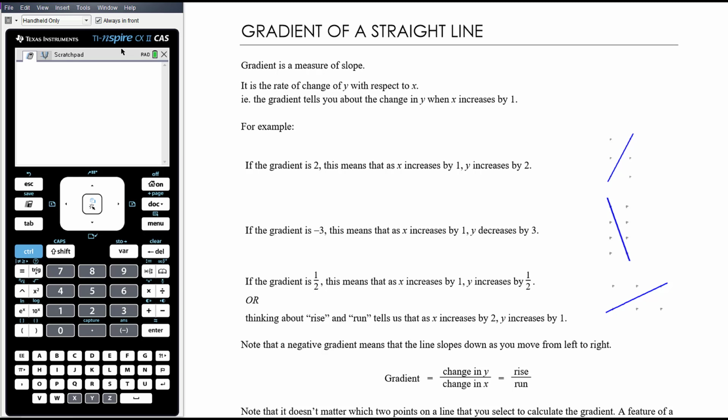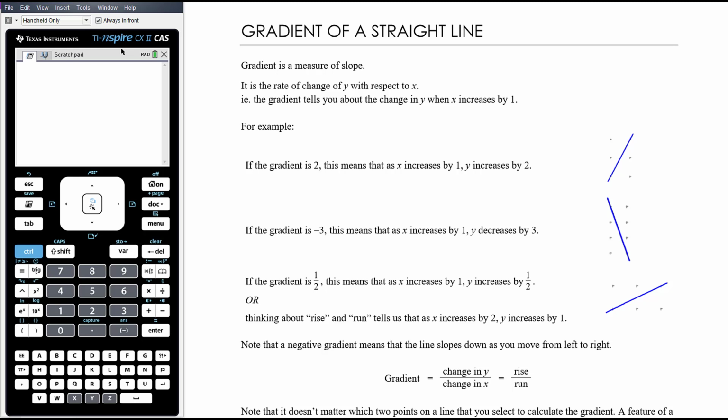In this video where we're looking at linear coordinate geometry, we want to do a review of gradient. This will include calculation of gradient but also looking at angle of slope. So gradient is a measure of slope. How steep is the line?